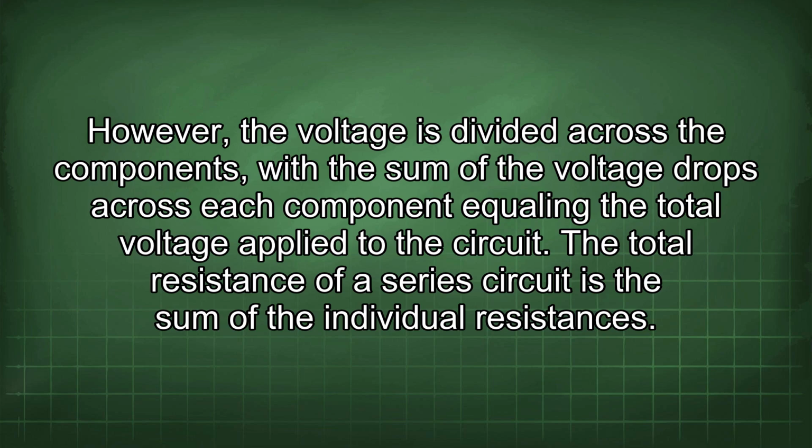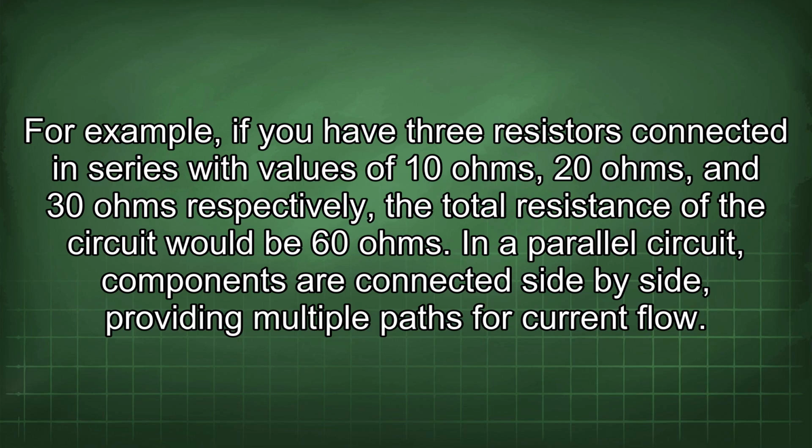The total resistance of a series circuit is the sum of the individual resistances. For example, if you have 3 resistors connected in series with values of 10 ohms, 20 ohms, and 30 ohms respectively, the total resistance of the circuit would be 60 ohms.